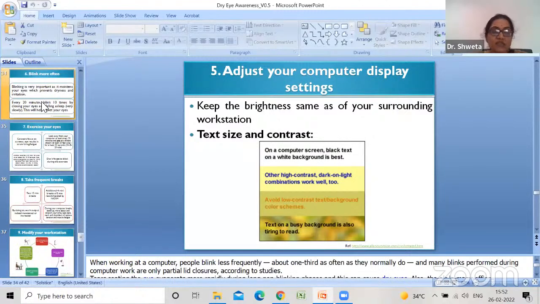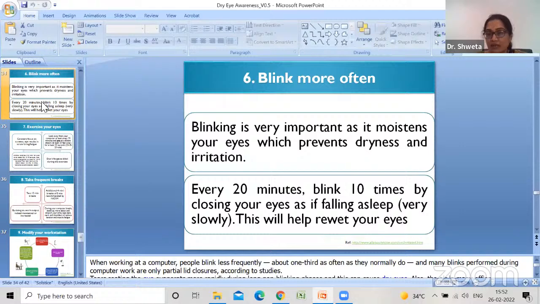Then when you are using the screen, remember and blink. Normally, when we are doing any other activities, our eyes will blink at least 14 to 15 times a minute, which we forget to do when we are looking at the screen. So if you are working on a screen and if that is required for you, then you have to remember and blink. Remember and blink.